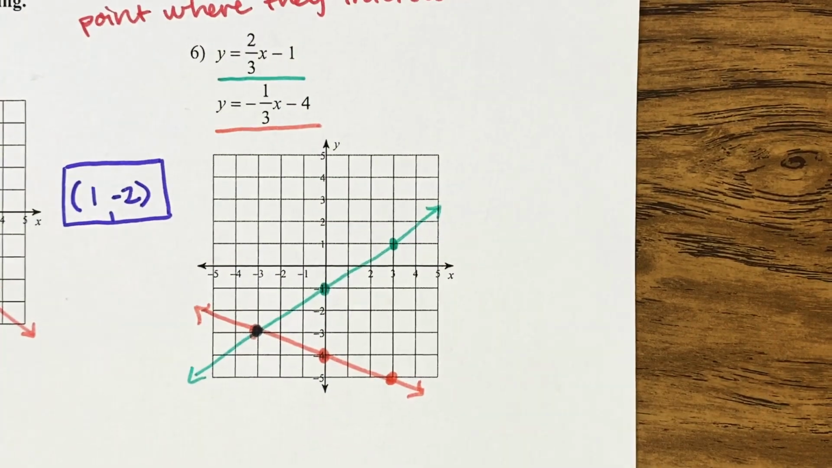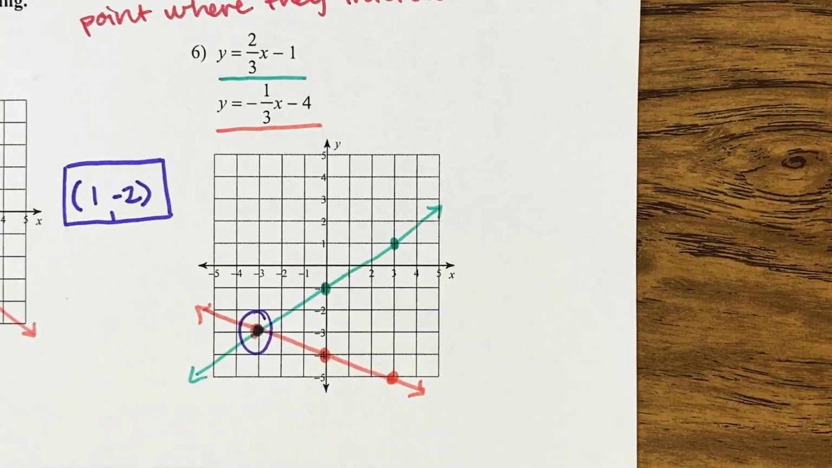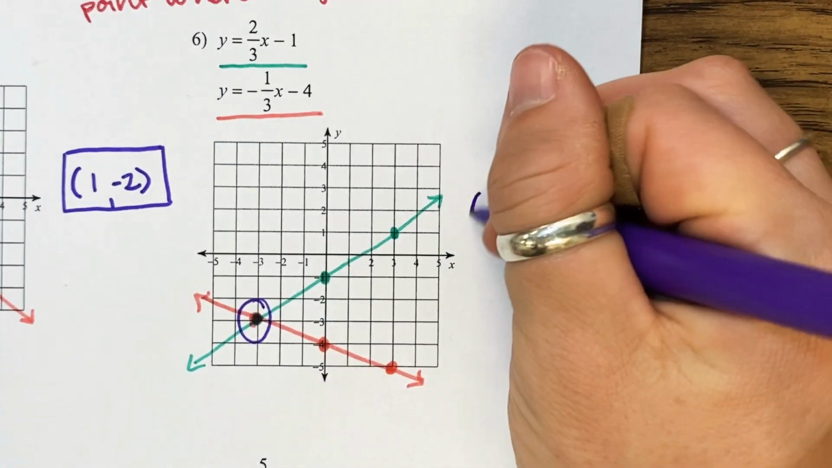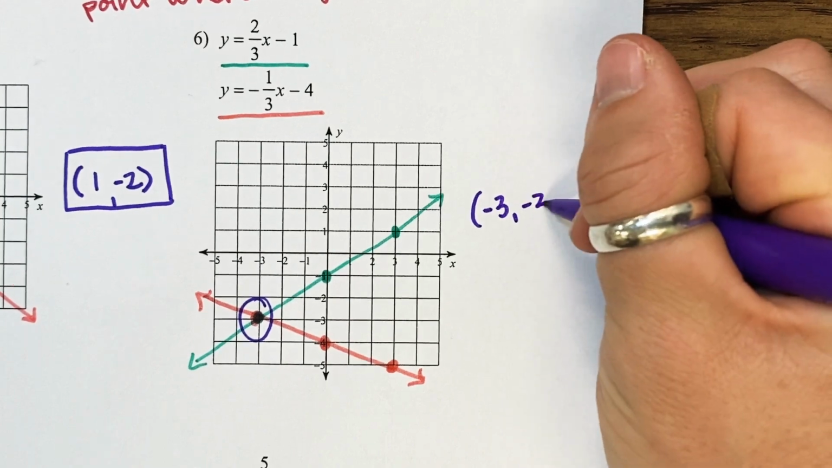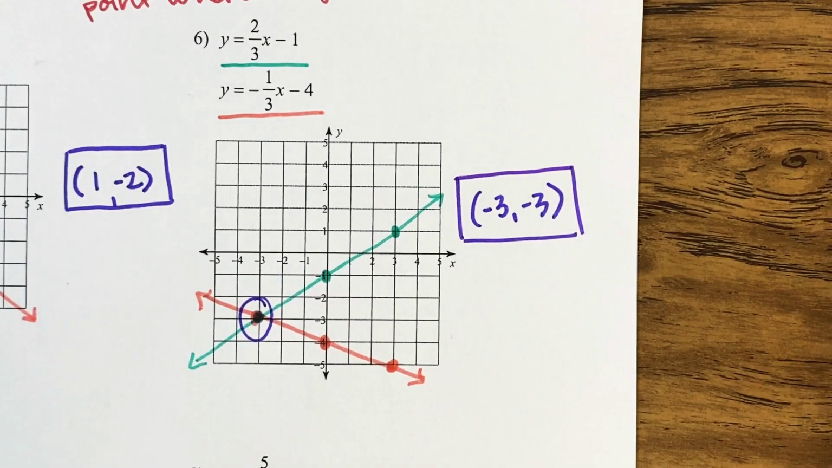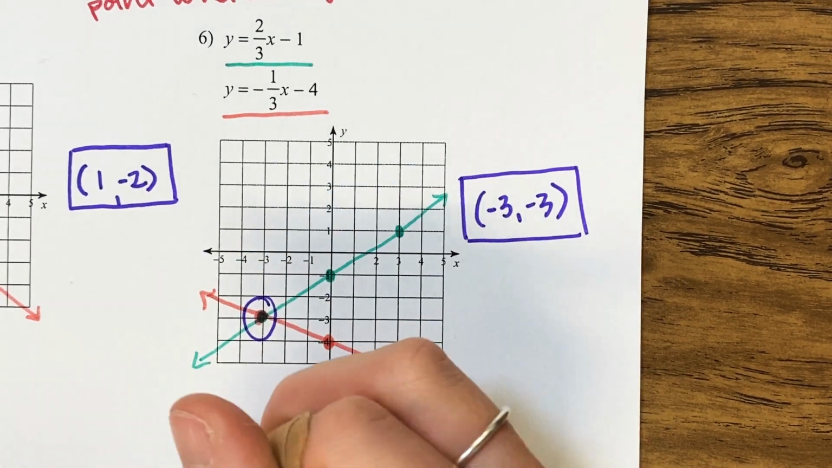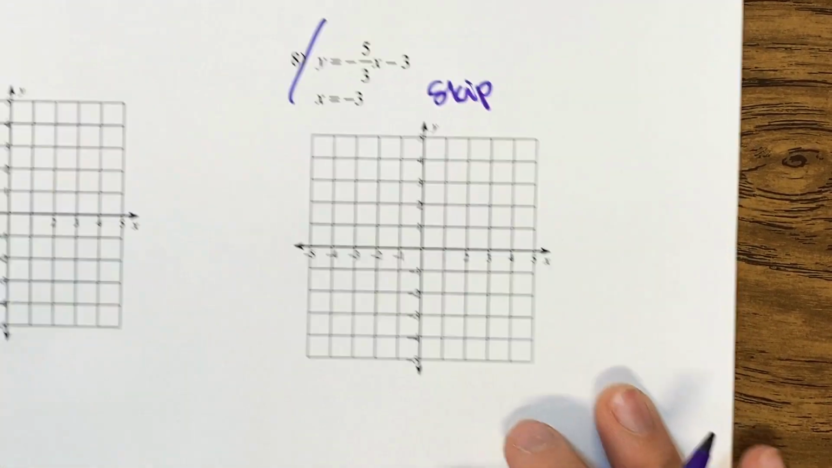So what is that coordinate point where they intersect? Look at your x value first. We get -3. And then y is also -3. So that is our answer. Beautiful. We are going to skip number 8, so don't worry about number 8. Let's just do number 7.